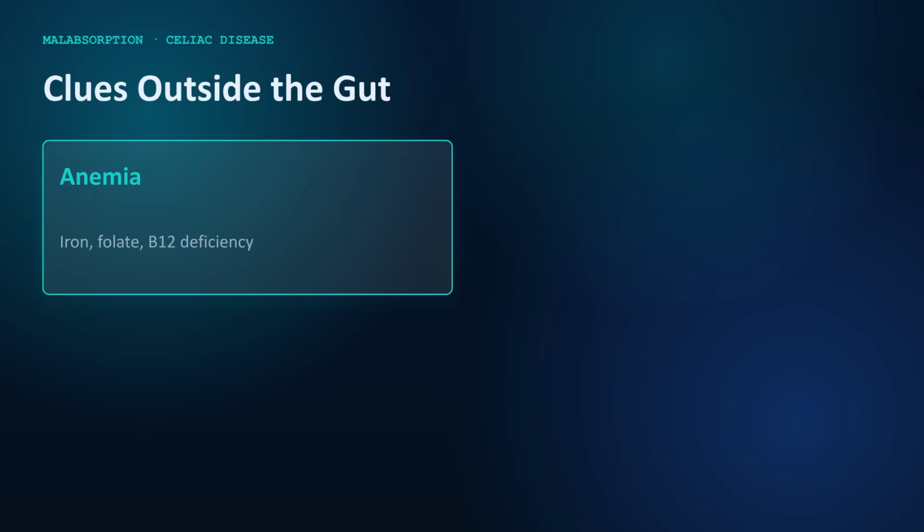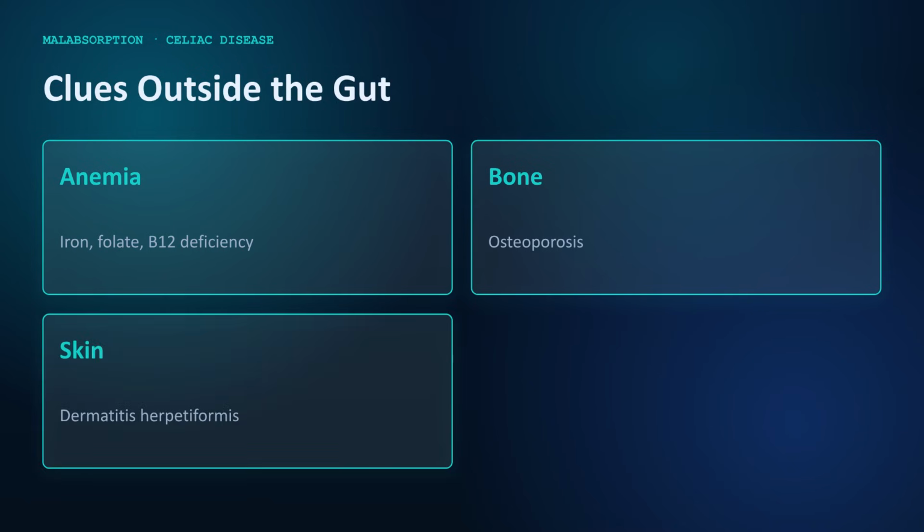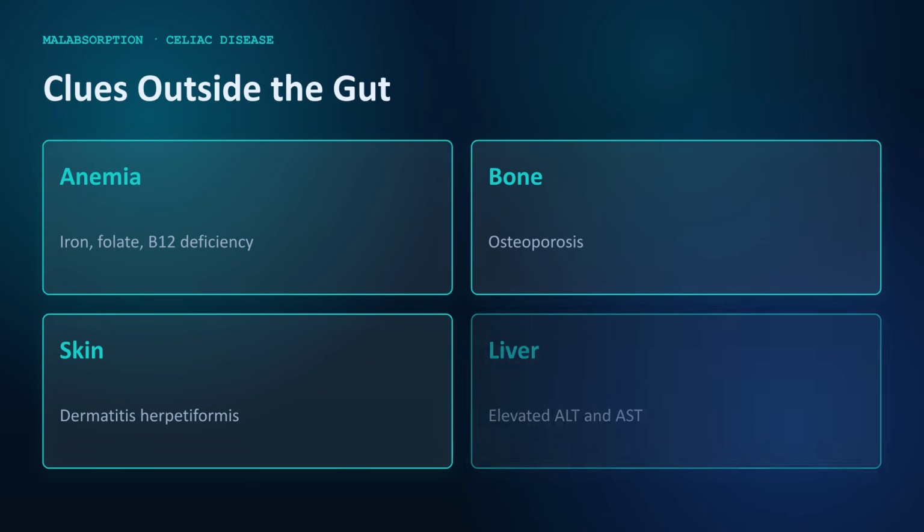First, deficiency anemia from poor absorption of iron, folate, and vitamin B12. An iron deficiency anemia that does not respond to oral iron should make you think of celiac disease. Second, osteoporosis from impaired calcium and vitamin D absorption. Third, dermatitis herpetiformis, an intensely itchy blistering rash on the extensor surfaces. It is essentially celiac disease of the skin. And fourth, unexplained elevation of the liver enzymes alanine and aspartate aminotransferase. And the tie back to our patient. Autoimmune thyroid disease travels with celiac disease, which is exactly why we sent her serologies too.